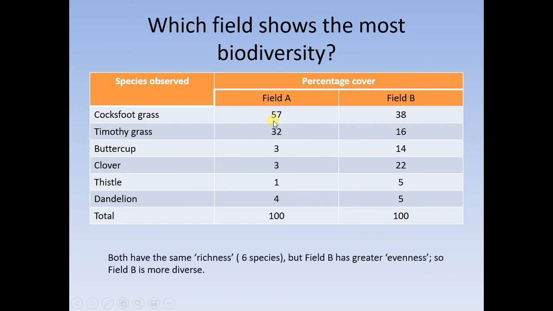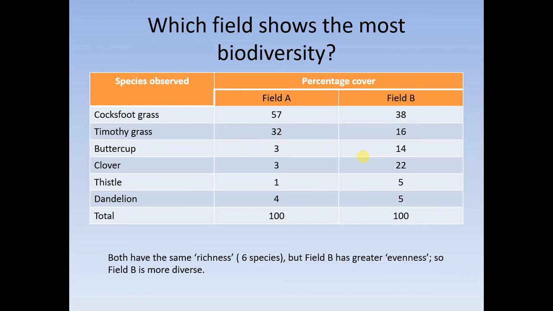Well, both fields have 6 different species, so as far as species richness, they're equal. However, field B has a greater evenness score because the individuals are more equally distributed. So B then is more diverse. In this case, it was pretty easy to figure out which one showed the greatest biodiversity because we could tell just by looking at these numbers. However, in every single case, that's not going to be possible.